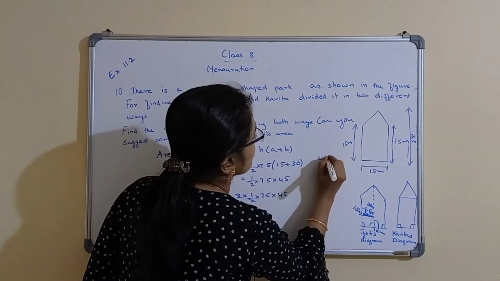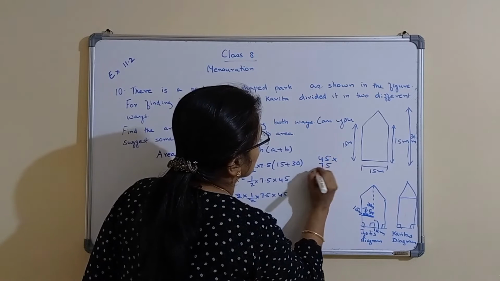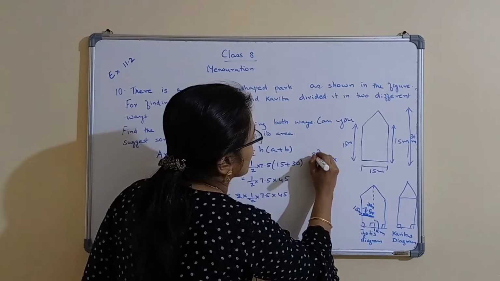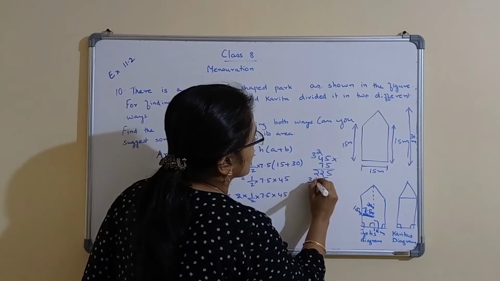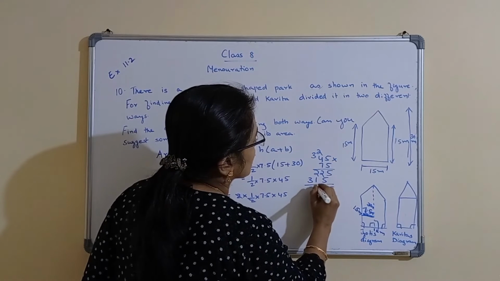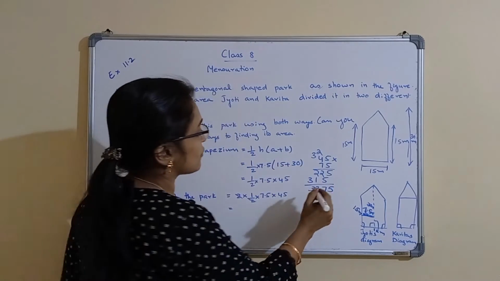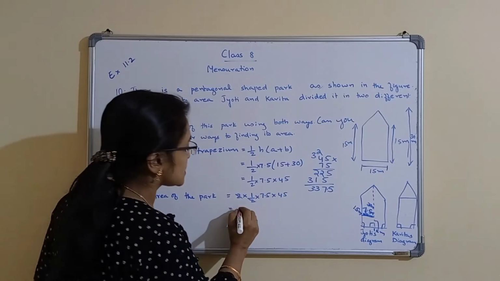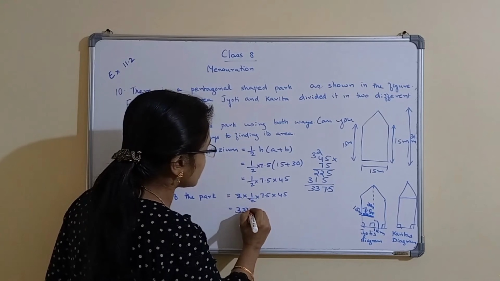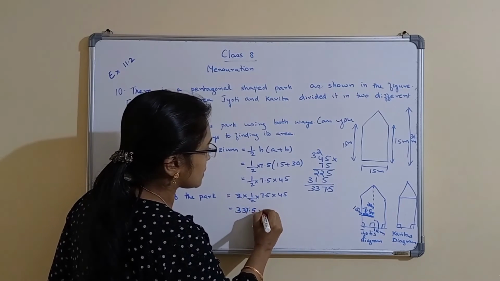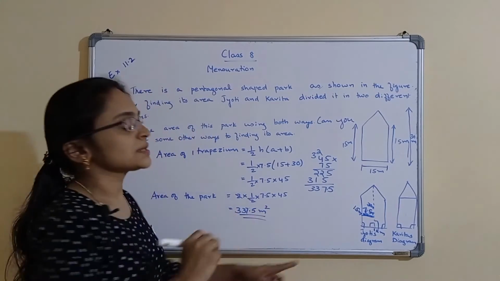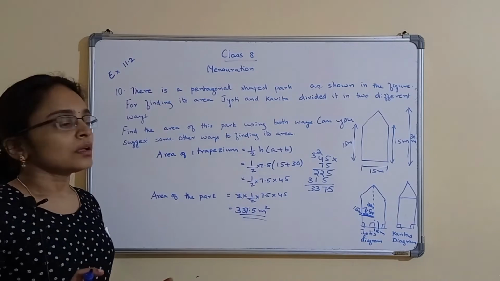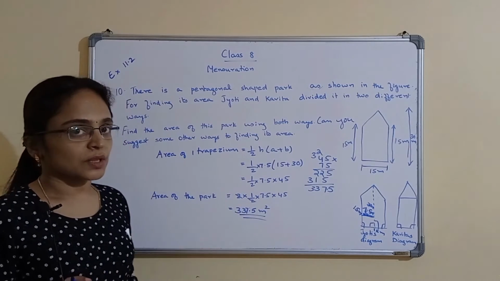into 45. So when we multiply 75 and 45, we will get 3375, and one decimal is there because this is 7.5. So 337.5 meter square is the area of this park. By Jyoti's method, we have found this area. Now I am proceeding to Kavita's method. Okay.